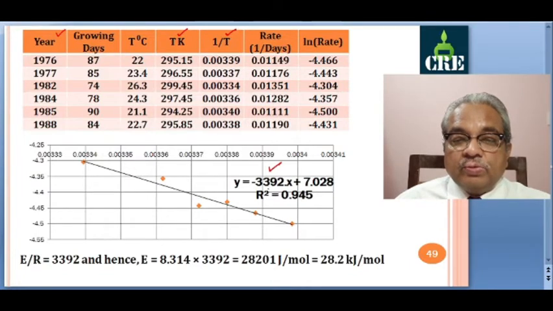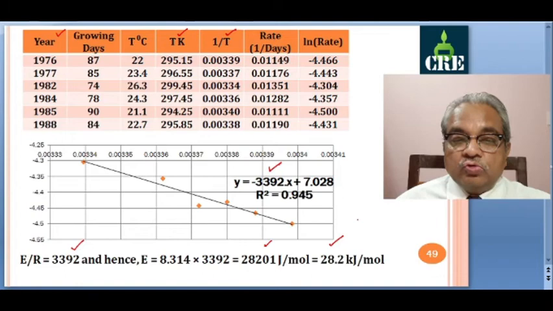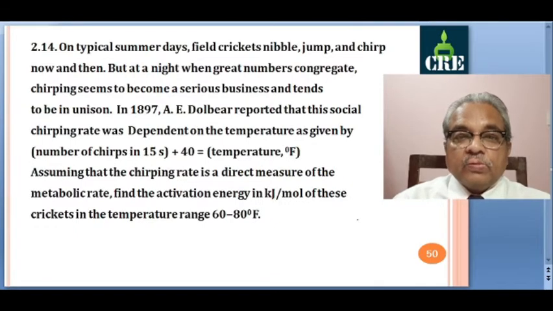So m, the slope, is negative and its magnitude represents E by R. So E by R is 3392. So E is equal to 8.314 multiplied by 3392. That comes out to be 28,201 joule per mole, and that is nothing but 28.2 kilojoule per mole. This is the activation energy for this watermelon cultivation.